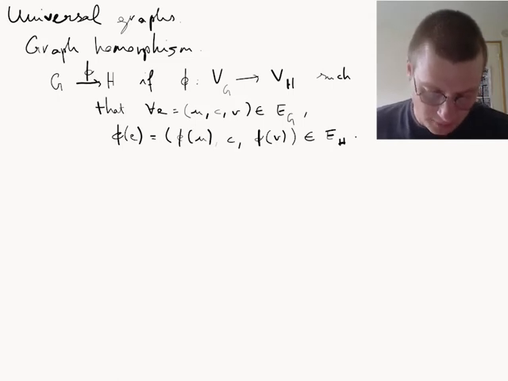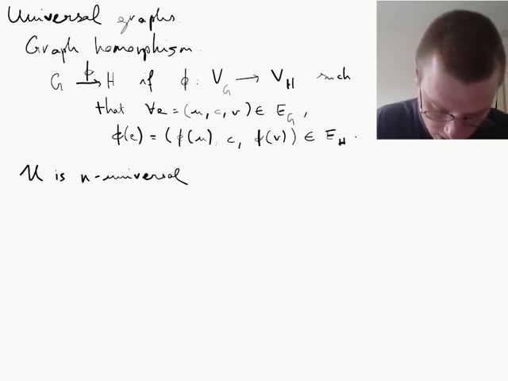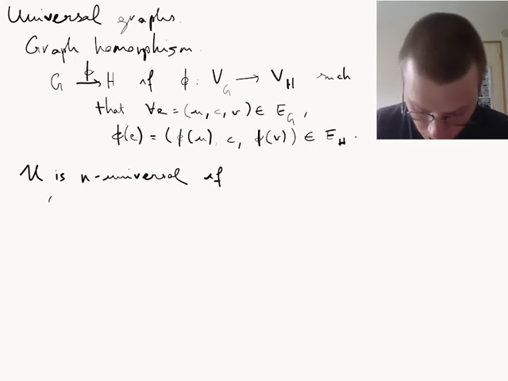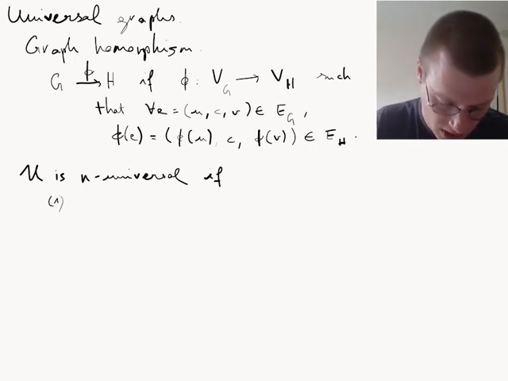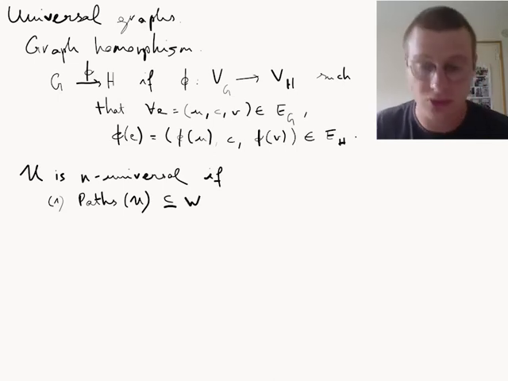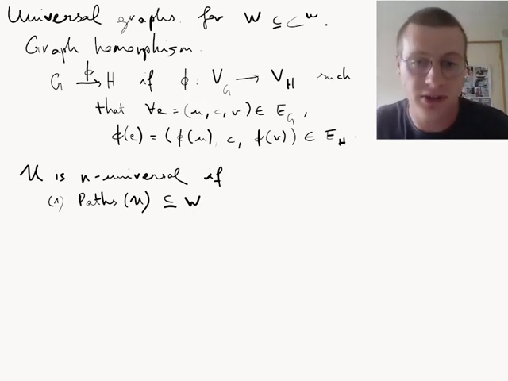Now I'm going to say that a graph U is n-universal, where n is some positive parameter, if two things hold. First, all infinite paths of U should belong to W, our fixed winning condition. So we fix a winning condition W, think parity or mean payoff.